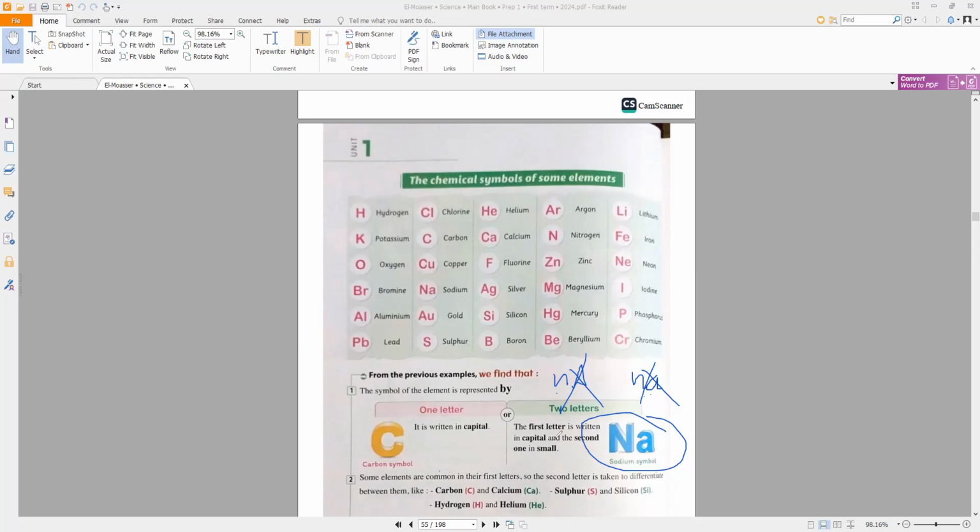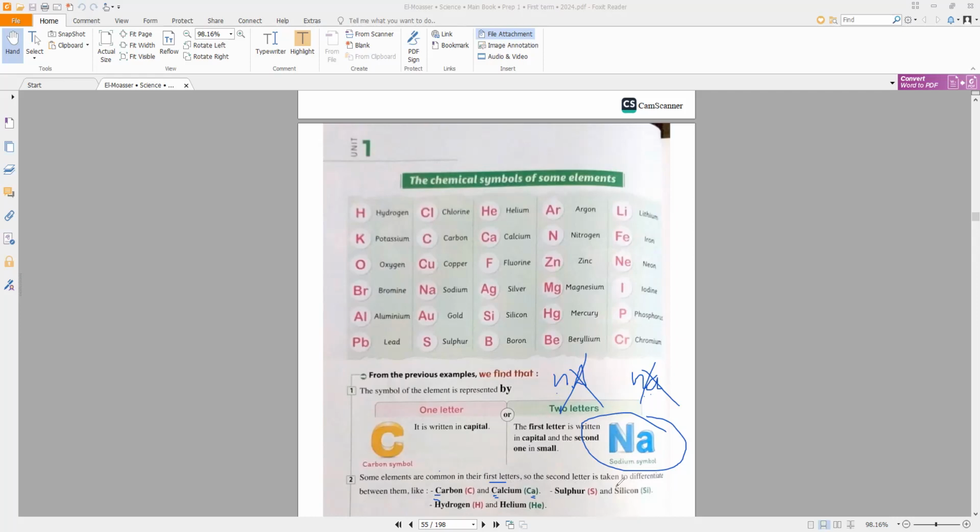So why do we write some elements in 2 letters? Because some elements are common in their first letter. So we can differentiate between them by the second letter, like carbon and calcium. Carbon's first letter is C, and calcium's first letter is C. We write carbon in 1 letter, C, and we write calcium in 2 letters, Ca. So the second letter differentiates between carbon and calcium.